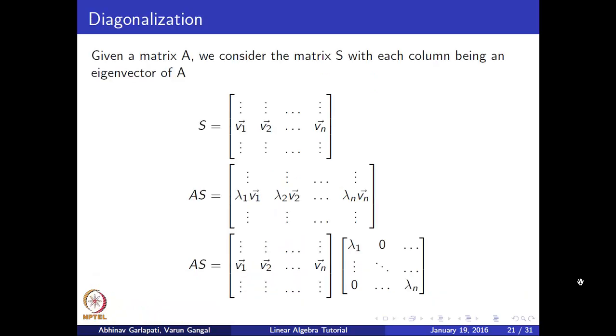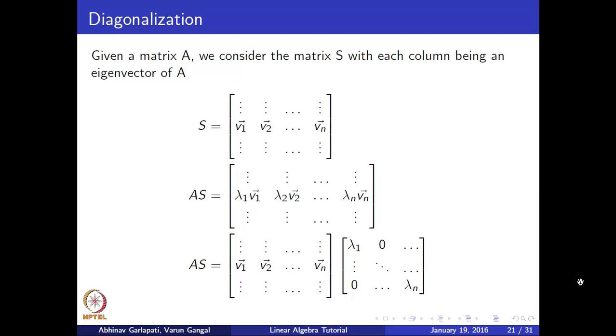Diagonalization gives us a way of representing a matrix in terms of its eigenvalues and eigenvectors. Let's consider an n cross n square matrix A. We denote the matrix where every column is an eigenvector of A by S. On multiplying S by A, each column would get multiplied by lambda i, since the column itself is an eigenvector of A.